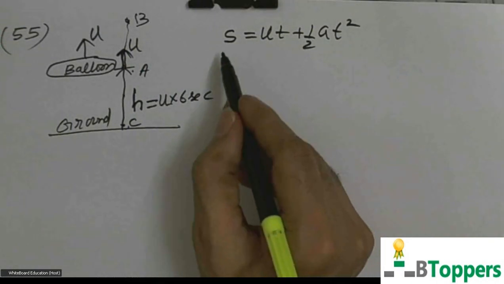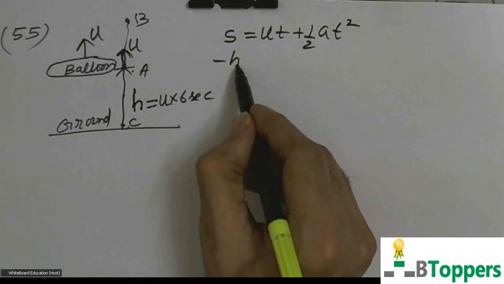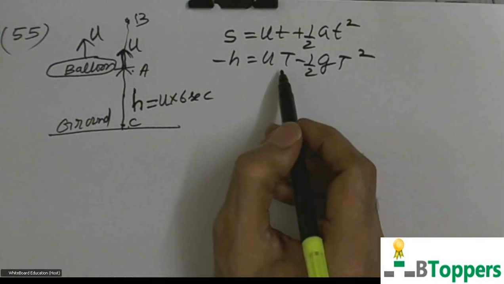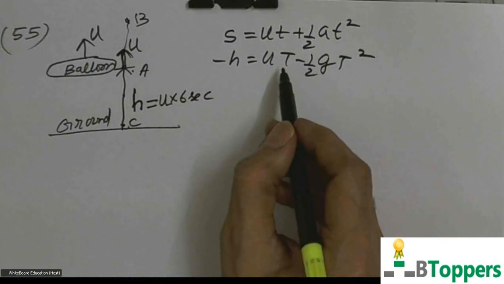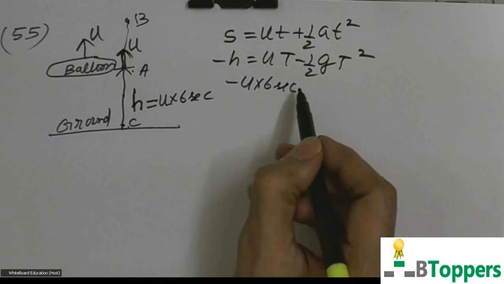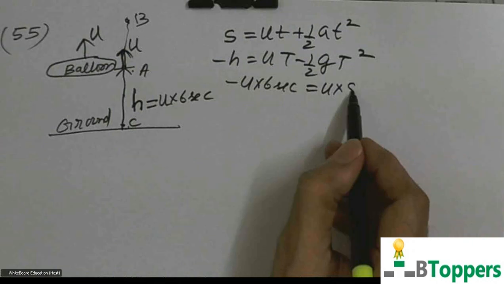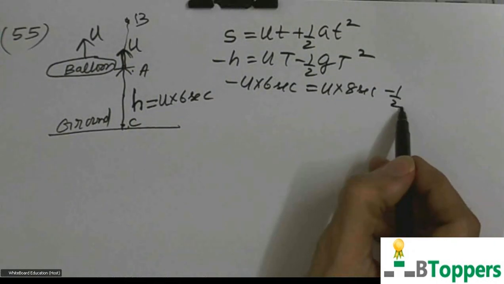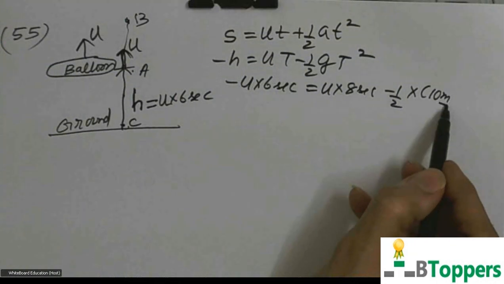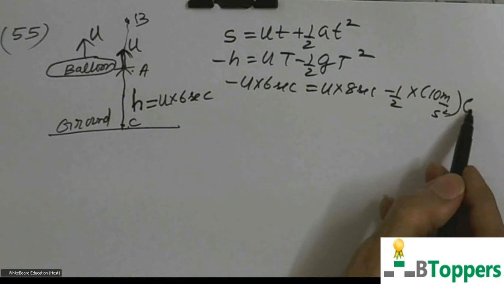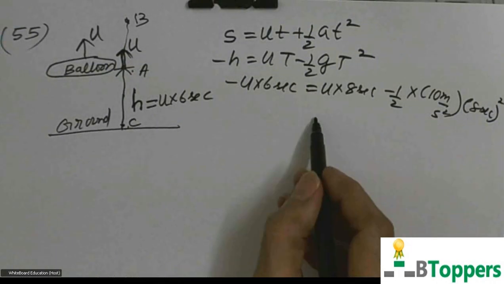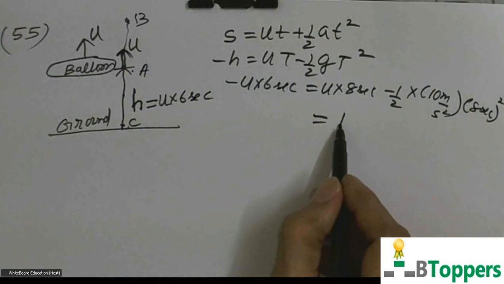It is given that the stone takes 8 seconds to reach the ground. So after 8 seconds, you can write S equal to minus h, small t equal to capital T, a equal to minus g. Here capital T is the time of motion of the stone under the influence of gravity. So here h can be written as u into 6 seconds. Capital T, the time of motion of the stone under gravity, is given as 8 seconds, g equal to 10 meters per second square, T equal to 8 seconds. So you get a numerical value of 4. This will be u, solve for u here.